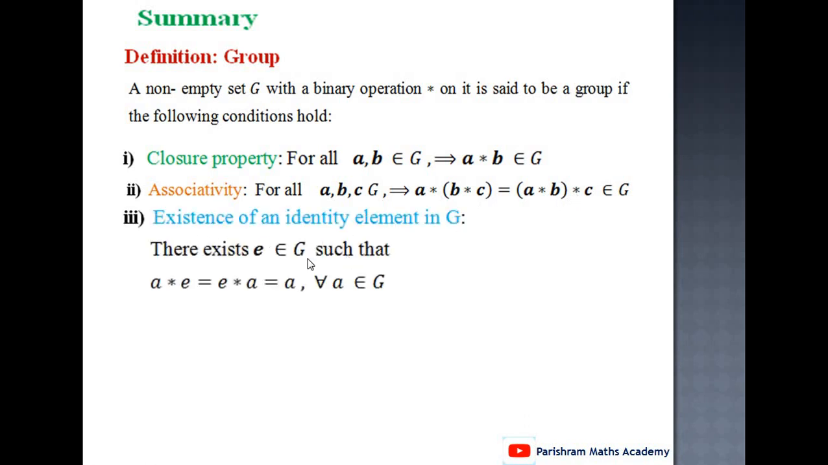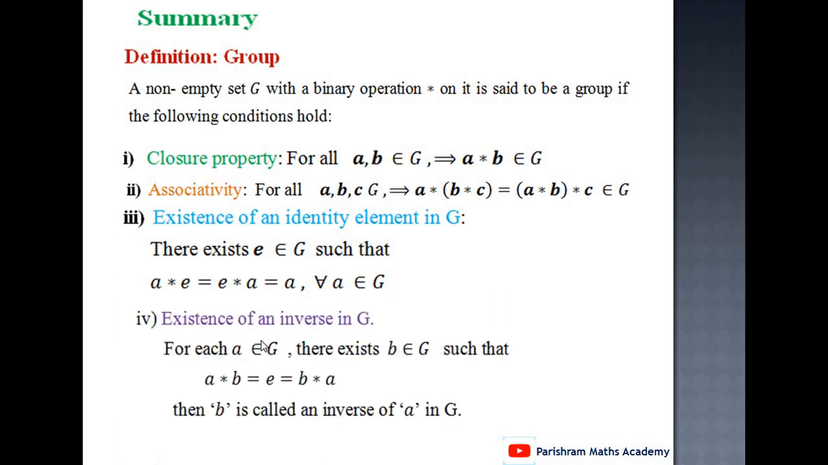Third, existence of identity, that is there exists an element e belongs to G such that a star e equal to e star a equal to a for all a belongs to G. If this condition is satisfied, it means the identity element exists. And fourth is inverse exists. It means for each a belongs to G, there exists b belongs to G such that a star b equal to the identity element equal to b star a. If these four conditions are satisfied, then G is called a group with the respective binary operation star. The four conditions of group are closure property, associative law, existence of identity, existence of inverse. These are the four conditions of the group.